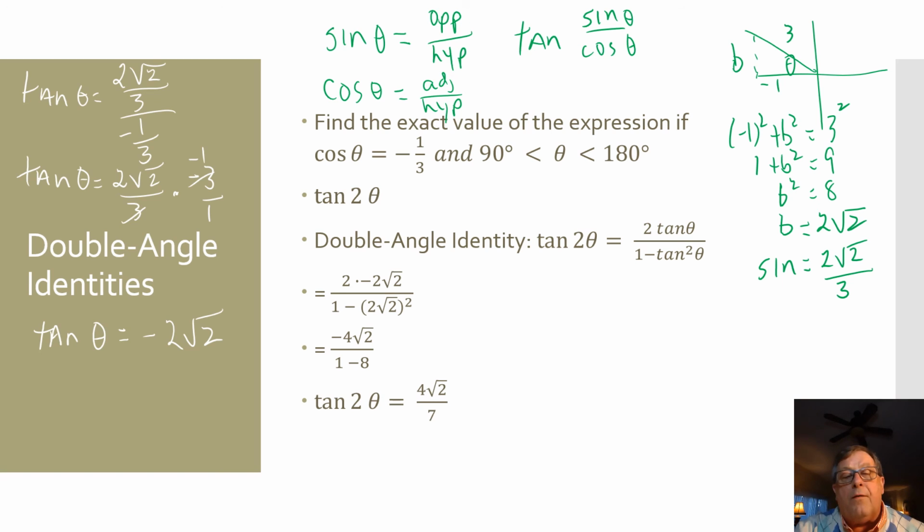And so think about it: the denominator is going to be negative 7. We have a negative in the numerator and a negative in the denominator, and that makes our overall result positive. So the tangent of 2 theta is equal to 4 square root of 2 over 7. That probably deserves a Shazam.